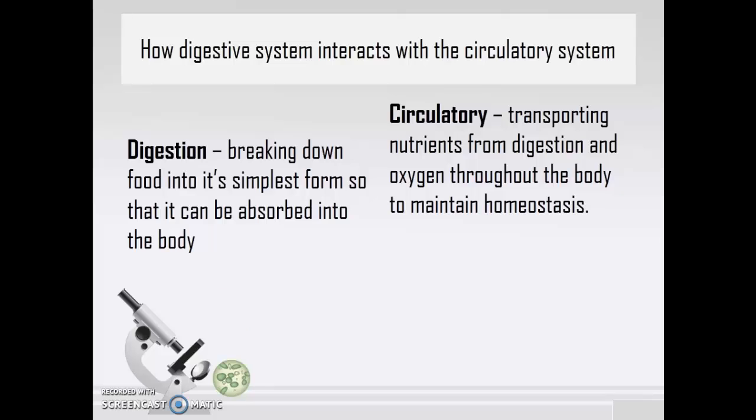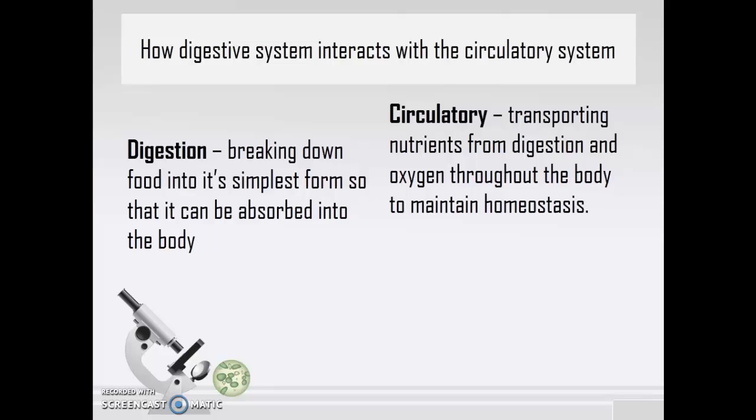circulatory system, right? So digestion. What is digestion? It's breaking down of food into its simplest form so that it can be absorbed by the body. Once the food is digested, it has to be transported to the cells, right? Cells just cannot take it on their own. So the circulatory system transports nutrients from digestion and oxygen throughout the body to maintain homeostasis.